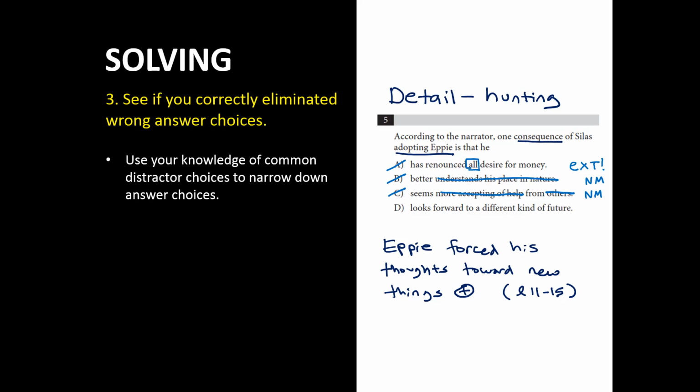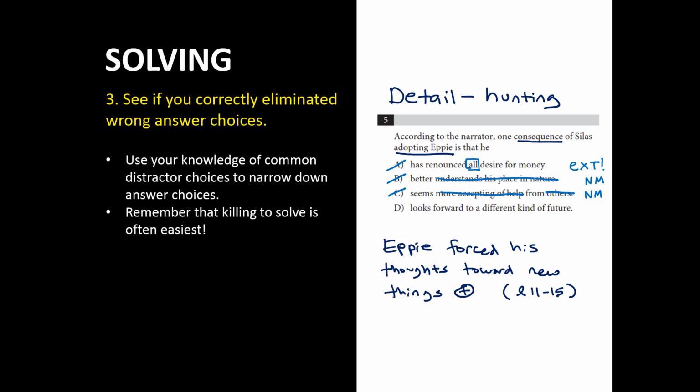The first one, A, he has renounced all desire for money. We didn't read it, and also the word all, as you'll know from class, is an extreme answer choice. He doesn't have zero desire for money. If there's an extreme answer choice in the question, it has to be supportable in the passage. And B, he better understands his place in nature, was not mentioned. C, he's more accepting of help from others, is also not mentioned in those lines. And remember that oftentimes killing to solve is easier than knowing the correct answer. So keep that in mind.